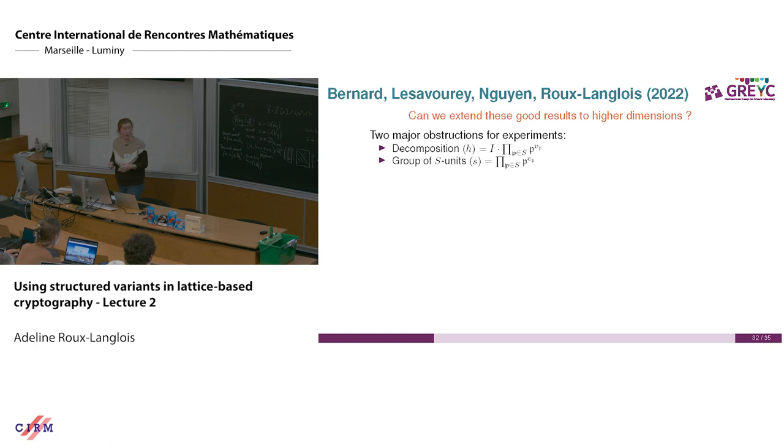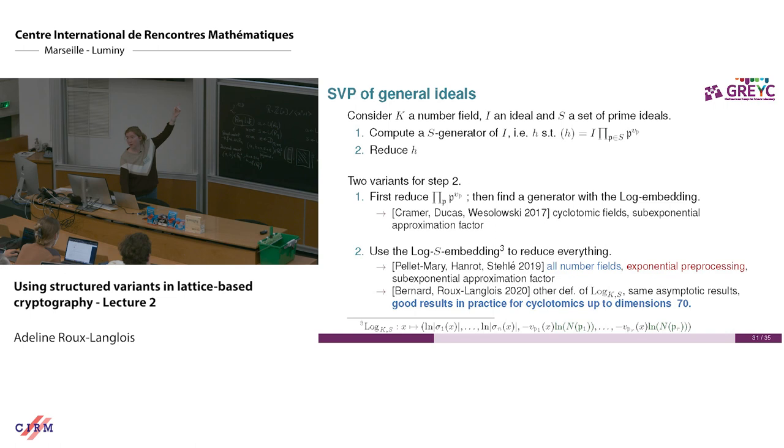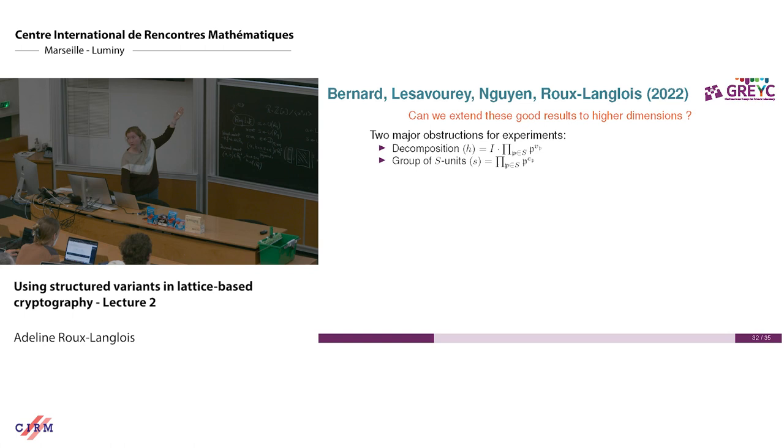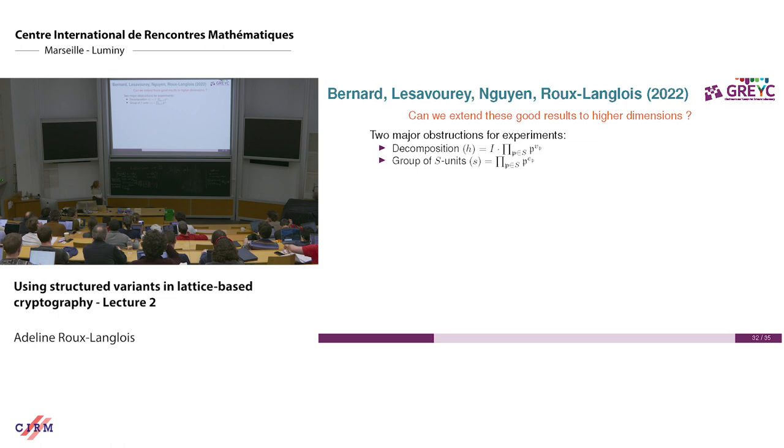There are two major obstructions when you are running experiments to extend it to higher dimension. The first one is the decomposition of H, this first step. Why? Because I said that we have a quantum algorithm in polynomial time, but if I want to run experiments, I don't have a quantum computer, so I cannot compute this decomposition. And the second one was to compute this group of S units that we need to run the experiment. We will need a basis, and to compute it in dimension higher than 70 was quite complicated.